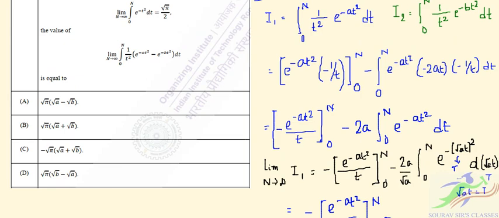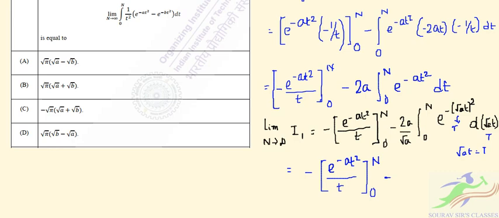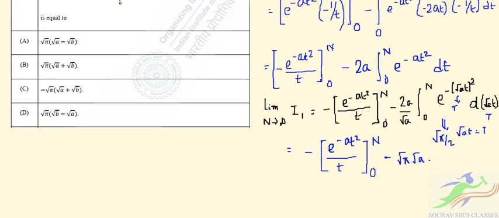So we will put this value, root pi by 2. After simplifying you will find that it comes as root pi root a. So this is for I1, as the limit n tends to infinity.